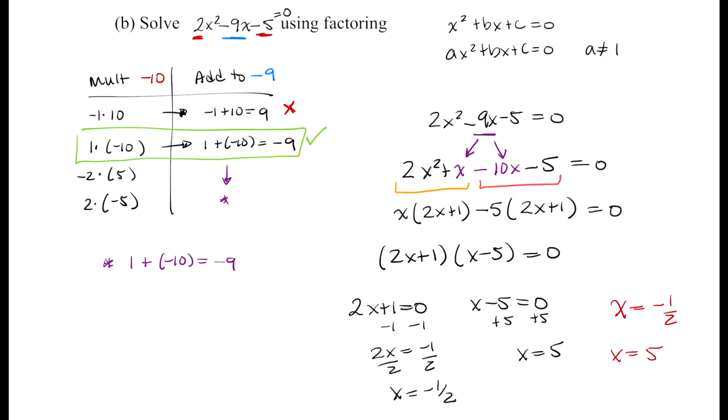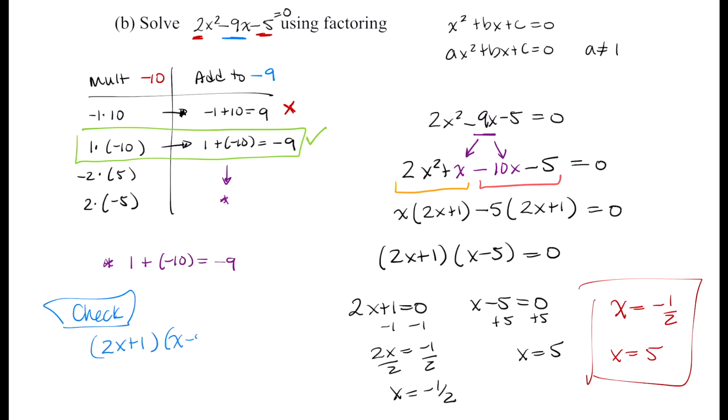And just really quickly, I moved that over so that I can still check my work. I want to check that I factored this correctly. 2x plus 1 times x minus 5. Let's multiply this out. 2x times x is 2x squared. 2x times negative 5 is negative 10x. 1 times x is x. And then finally, positive 1 times negative 5 is negative 5. And this becomes 2x squared minus 9x minus 5, which is precisely what we have here.